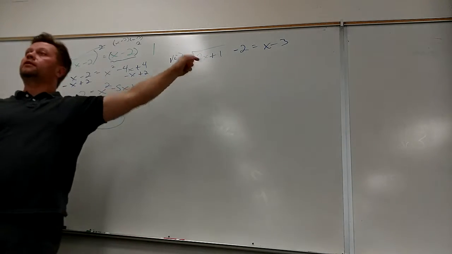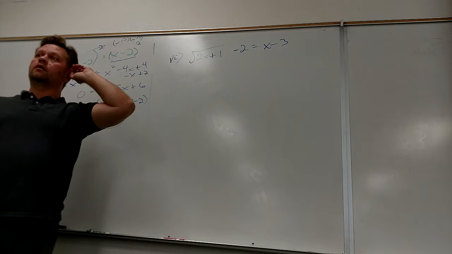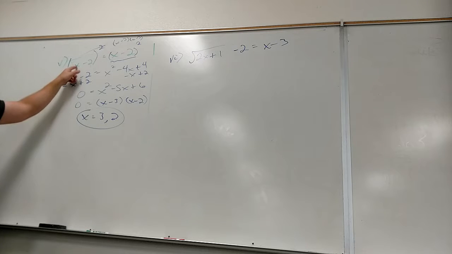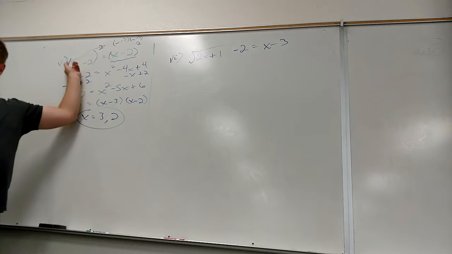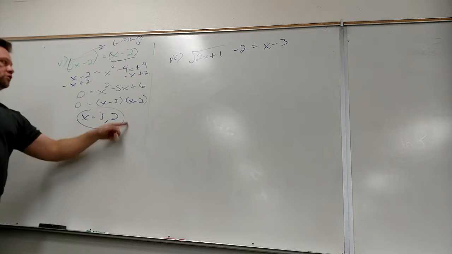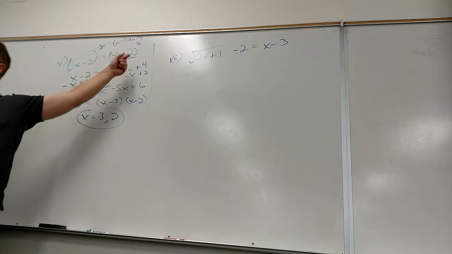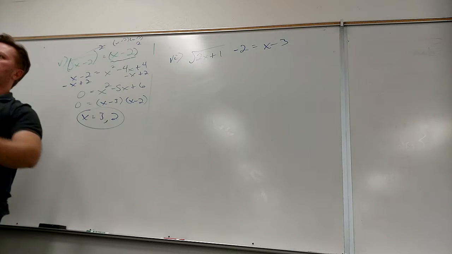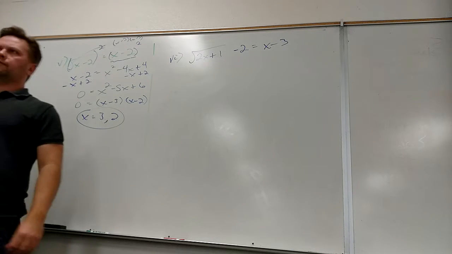Can you explain one more time how you check if it works? Oh, just plug 3 back in. 3 minus 2 is 1, square root of 1 equals 1. And when you plug a 2 in, 0, square root of 0 equals 0. How do you check all? You just plug them in. See if it makes a true statement. Throw it out if it doesn't.